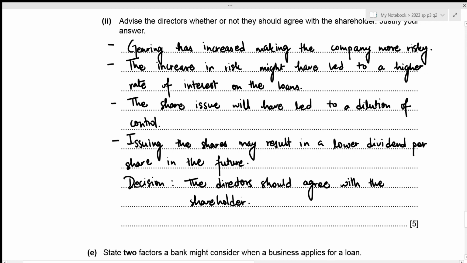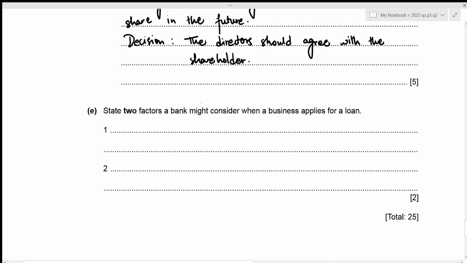Now we can move towards the fifth part. We need to state two factors a bank might consider when a business applies for a loan. So the very first thing they would consider is the profitability of the business, because if the business is making a loss, then there is a high chance of bank not considering the loan. The profitability of the business.